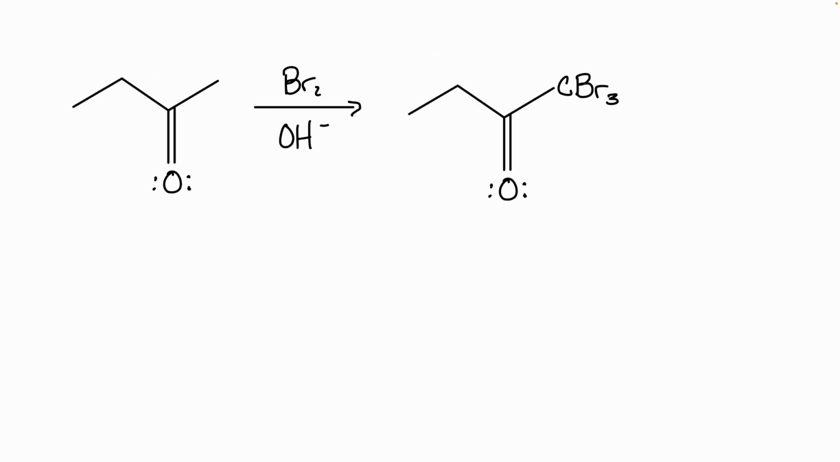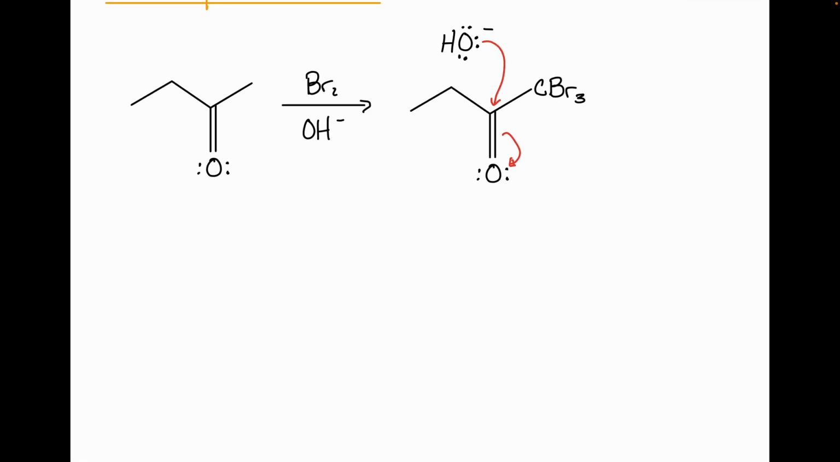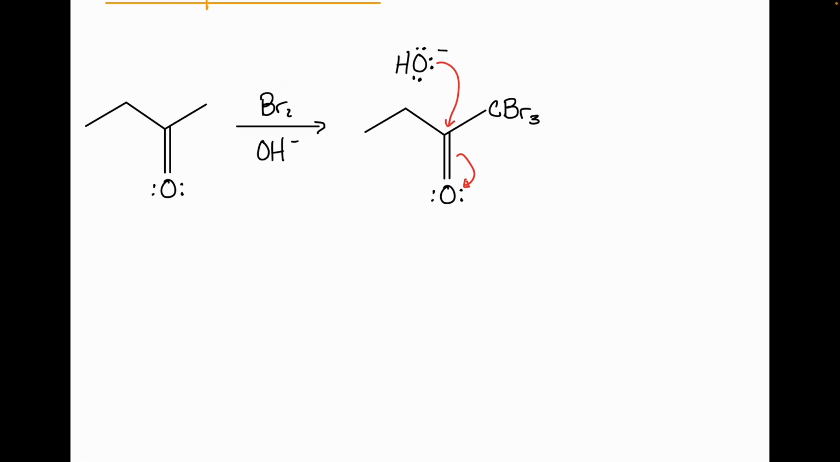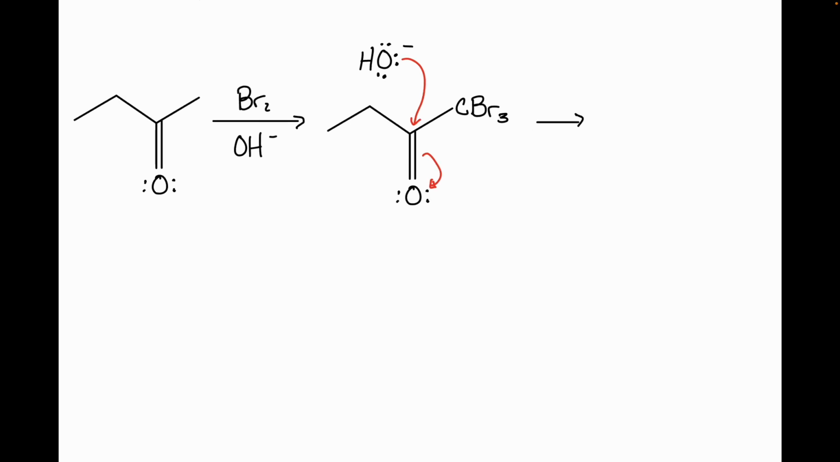All right, but once this thing forms here, something else happens that's a little bit different, which is we have these basic conditions. So we have these hydroxide ions floating around, right? And we know that hydroxide is a good base, but also a good nucleophile. So what happens here is we get this nucleophilic attack on that electrophilic carbonyl carbon. This forms our tetrahedral intermediate.